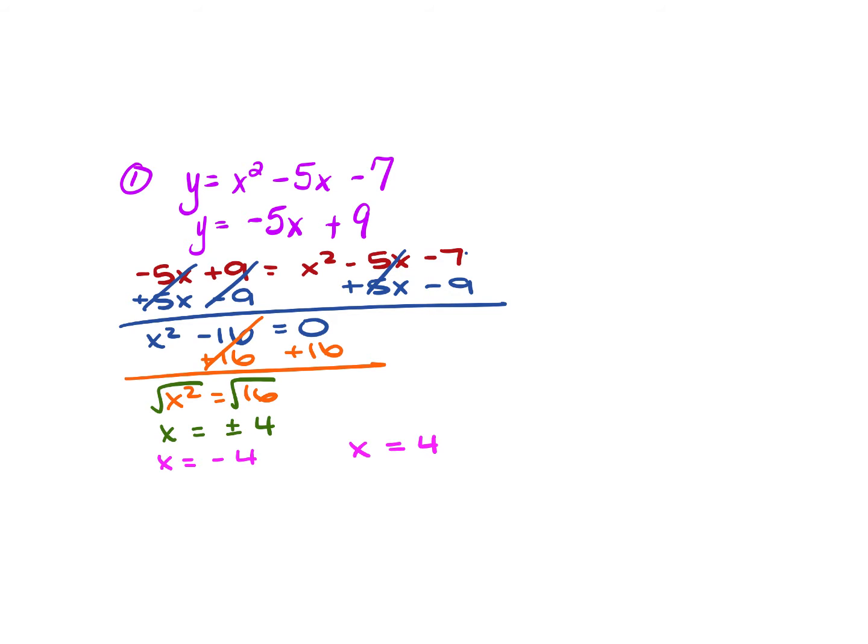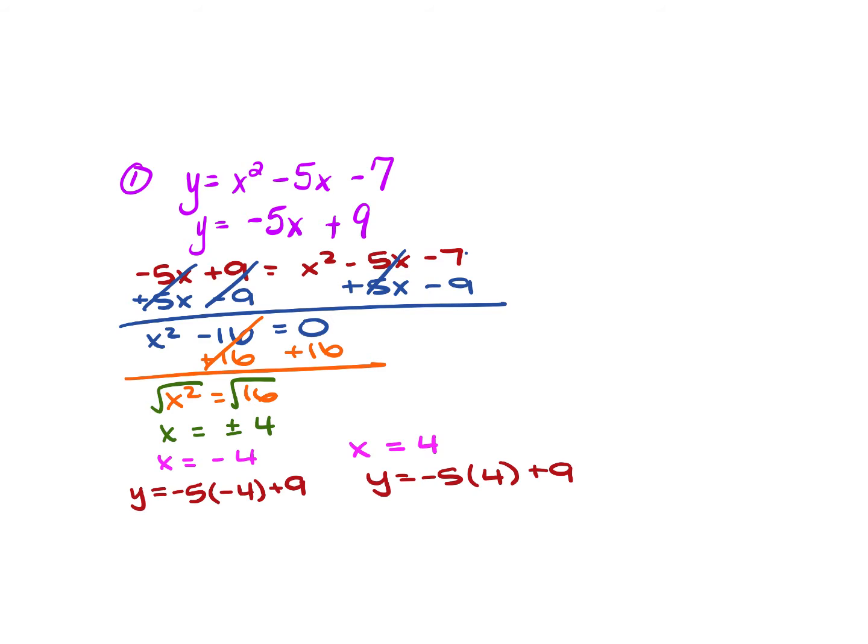You need to solve for y for both of those situations where x is equal to negative 4 and where x is equal to 4. So this is going to give us y is equal to negative 5 times negative 4 plus 9, as well as y is equal to negative 5 times 4 plus 9.